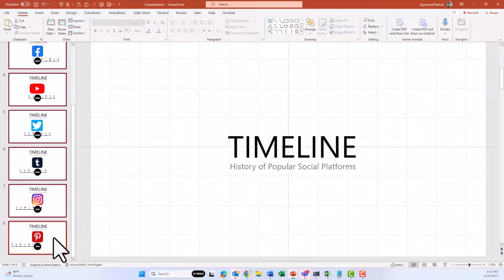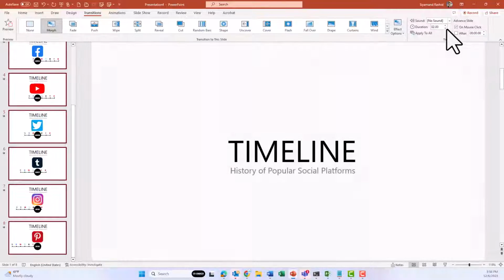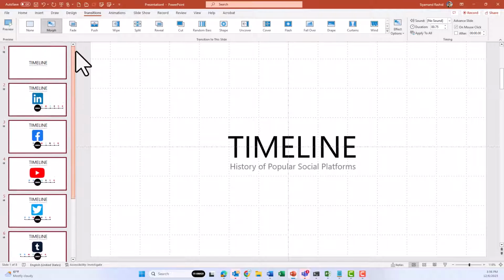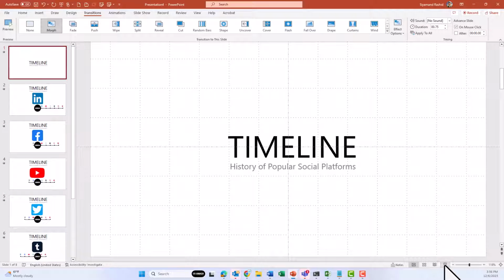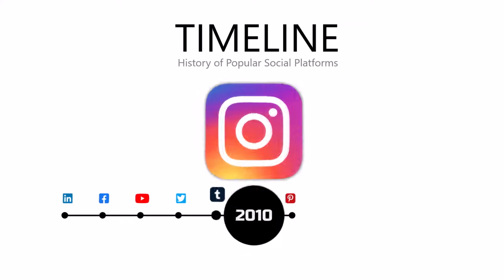Now all slides are ready, let's select them all and then go to the Transitions tab, click Morph and then change the duration to 0.75. Let's have a look and see how it looks. This is how it looks after you applied all the settings.